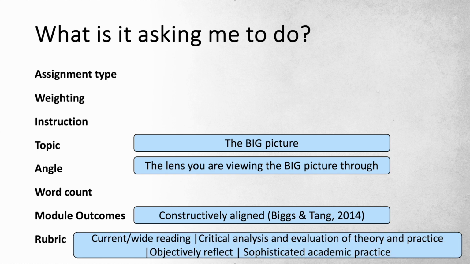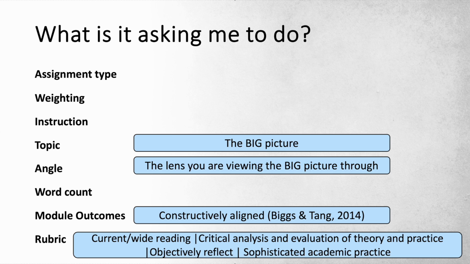And on your rubric for this first assignment on PGCE, it's asking you to look at current literature, what's happening in professional practice now, wider reading, so not just looking at a couple of sources, but many sources to see who agrees with one another on specific topics. It's asking you to critically analyse and evaluate theoretical perspectives and professional practice. It's asking you to objectively reflect, to take a step back and look at what's happened, how it happened, why it happened, and what you can take from that experience.